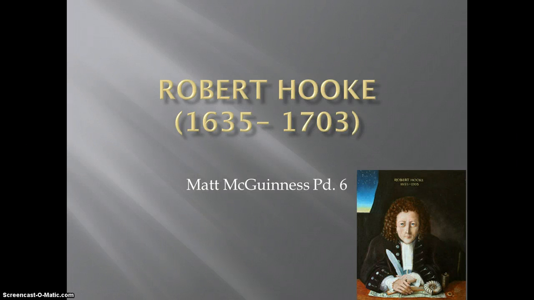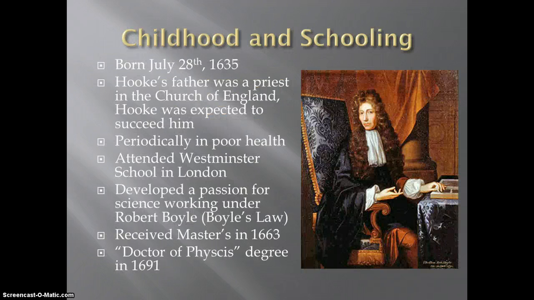I'm from Period 6, and I will be discussing Robert Hooke. Robert Hooke was born on July 28, 1635. His father was a priest in the Church of England, so people assumed that he would succeed his father. Throughout his life, he was periodically considered to be in poor health.